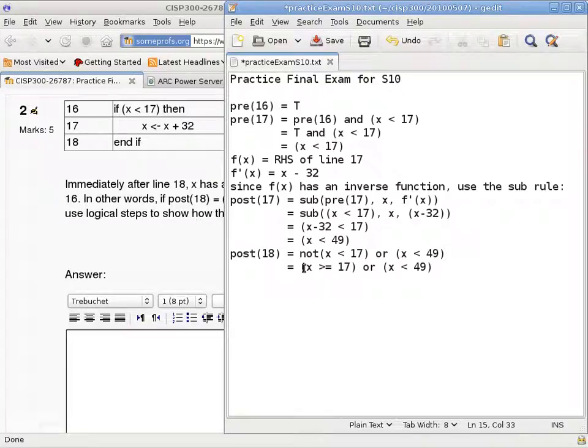Either one or the other. It's between 17 and 48. Or, right. But why do we put an "or" here? That's the question. There are two ways. There are two ways to get there.